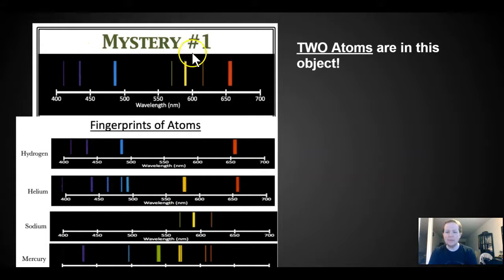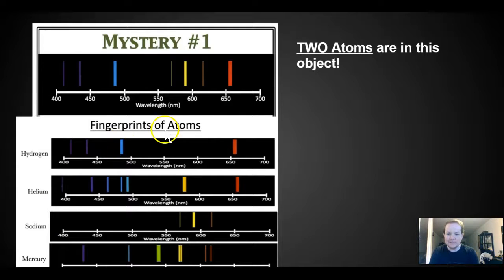I'm going to look here, mystery number 1. It says 2 atoms. So I'm looking for not 1, I'm looking for 2. It will be a combination. So I look at my mystery object. Okay, pretty. Oh, look at this. I have a big red. You see this? Mystery object creates red light. Well, let's look. Here are my fingerprints. I have 4 possible atoms. We want 2 of them.